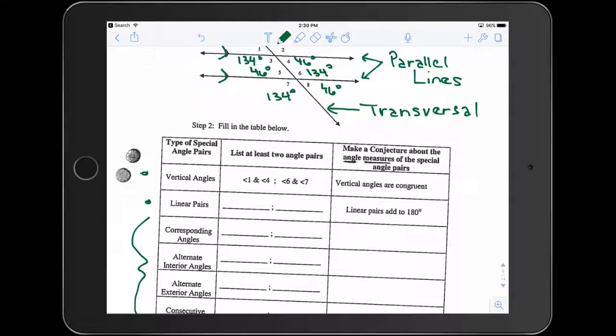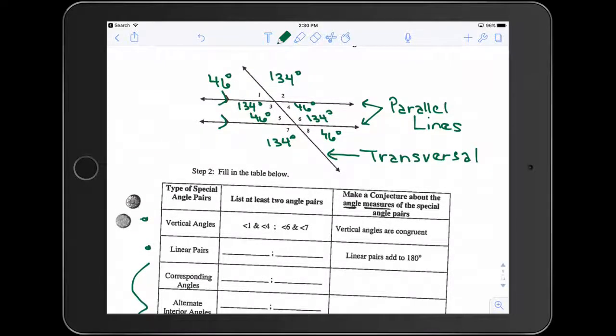So let me just take a step back to the vertical angles. Vertical angles, just by definition, are angles directly across from each other if they're crossing. So if you have a cross, these two angles would be vertical angles, or these two. Now we also know that vertical angles will be congruent to each other. So notice that angle 1 and 4 are vertical angles, and 6 and 7 are vertical angles. Just for the record, we have more.